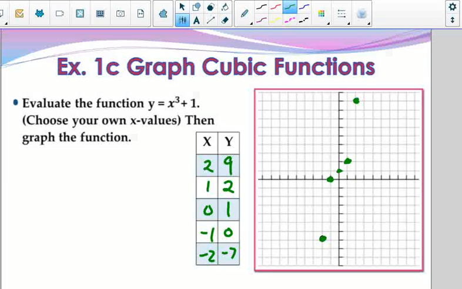So now you can see my curve here. I'll now draw my graph. Come down, curves over here. Here's my graph. This one, you notice, does not cross the origin. It's up 1 compared to the parent function.